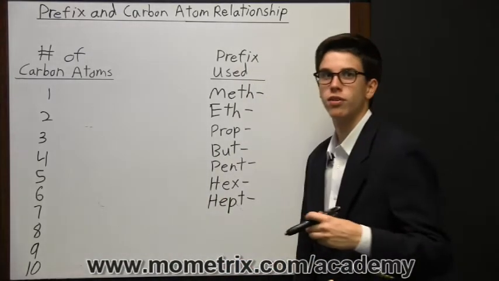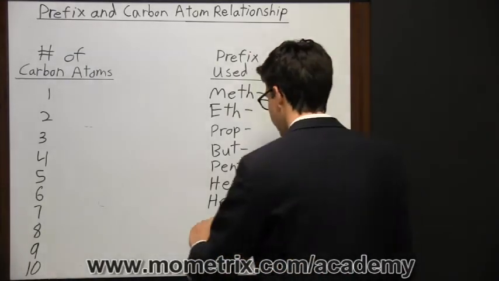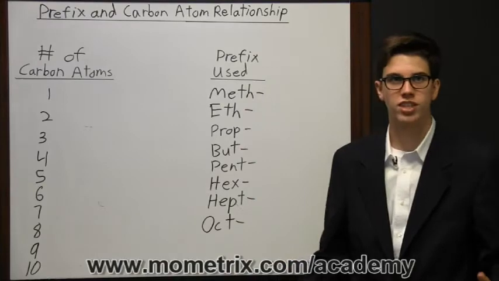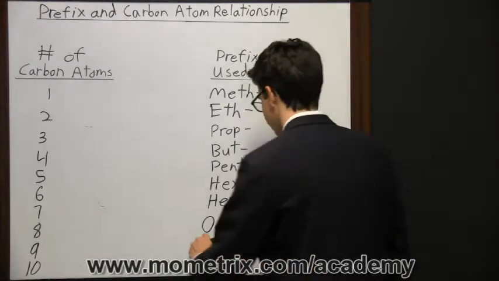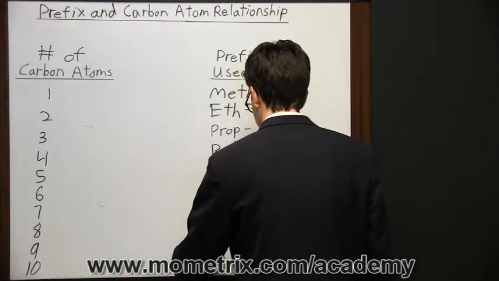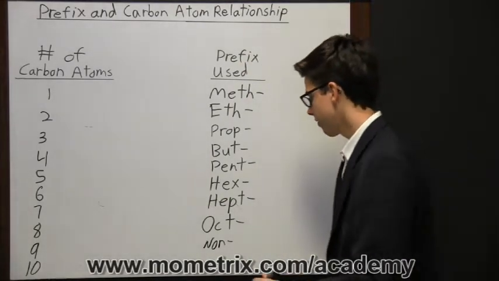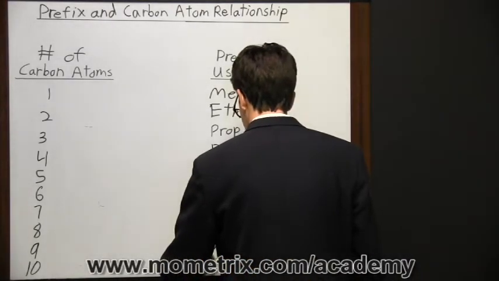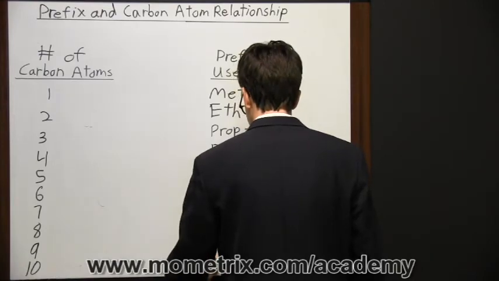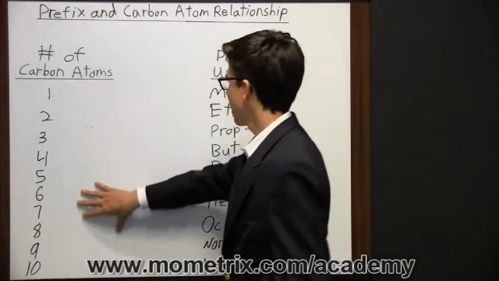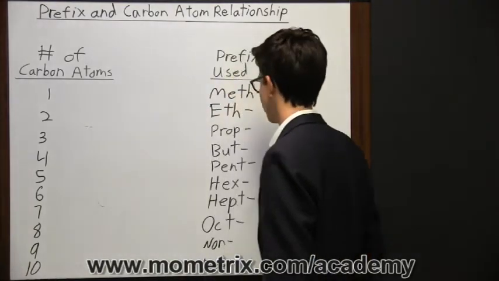Then 8, you're probably familiar with that one for sure, OCT, like an octagon, the shape of a stop sign. Then we come to 9, which is NON, and so we would have nonane. And then finally we have decane for 10, DEC. So these are the number of carbon atoms, and this is the corresponding prefix used.